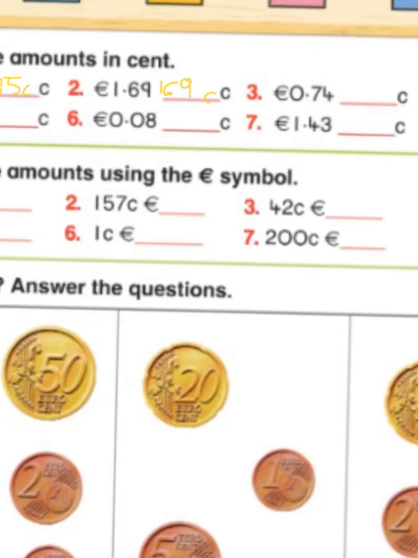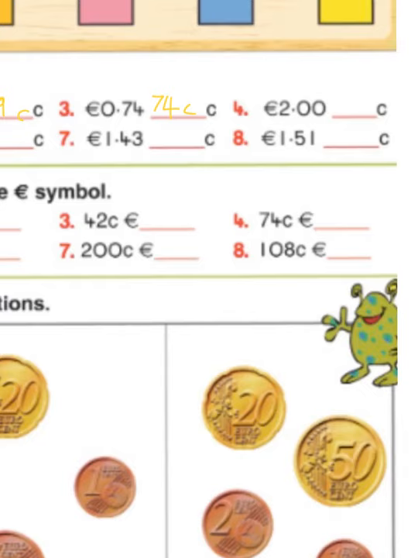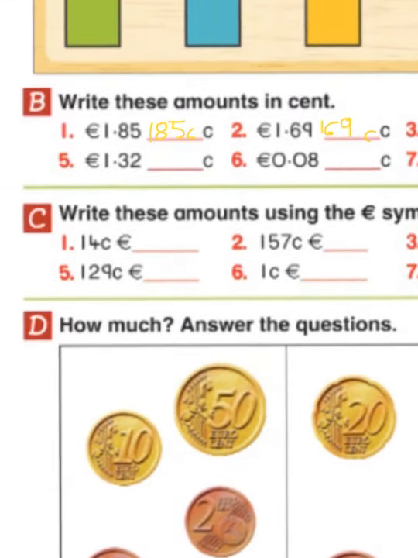It gets a little bit trickier when we go to these ones that are less than 100. So €0.74 is just 74 cent. €2 on the button is 200 cent. Sorry, I included the C there and I hadn't seen it in the book. Cross those ones out, we don't need the cent there. Right, €1.32 is equal to 132 cent. Little bit trickier: €0.08, 0 tens, 8 units. That's just a very simple 8 cent.